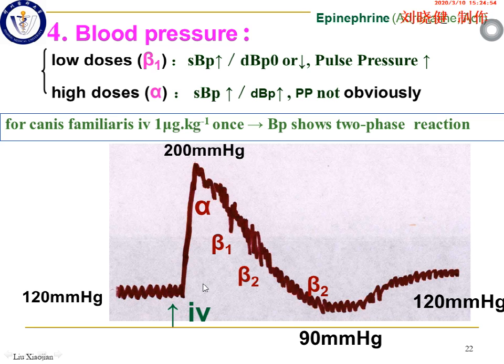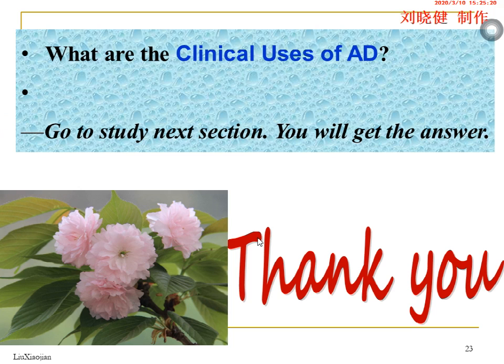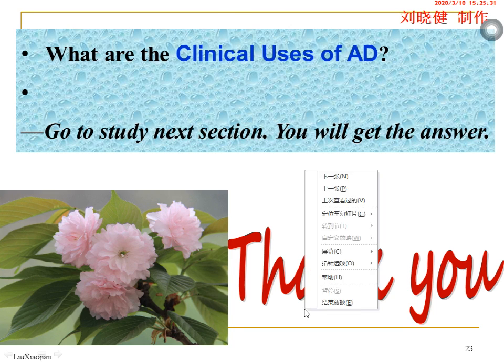Understand? So epinephrine's effects on blood pressure have two phases. One phase is an increase, followed by a decrease. This is the second phase. Are you clear? Okay, these are the pharmacological effects of epinephrine. So what are the clinical uses of it? And don't forget, another name of this drug is adrenaline.